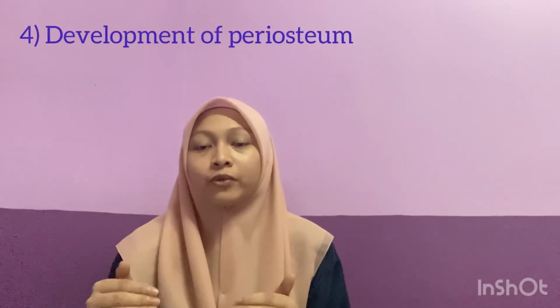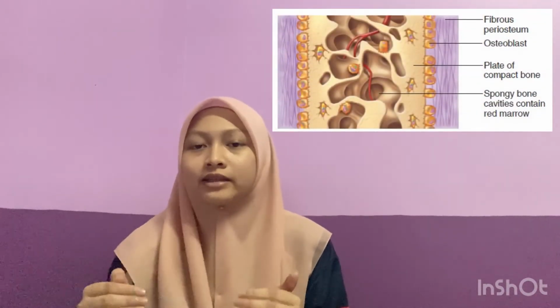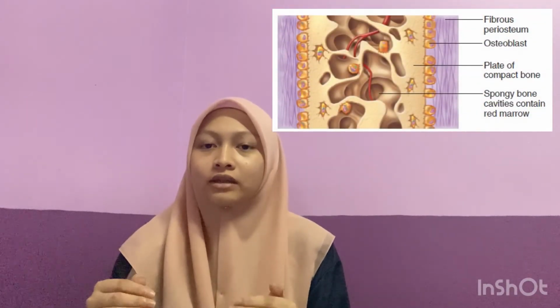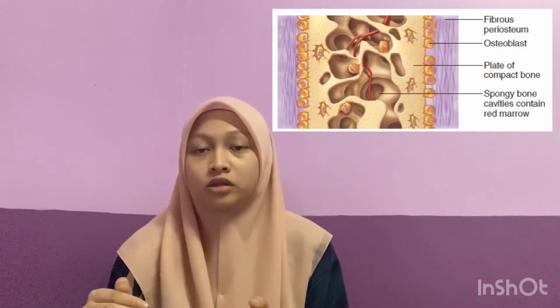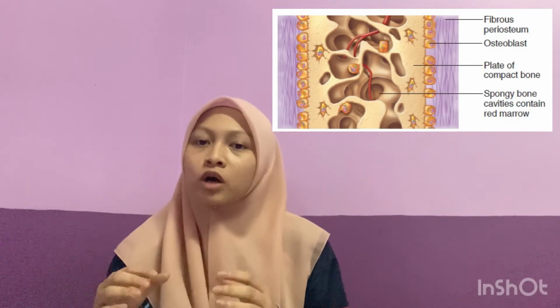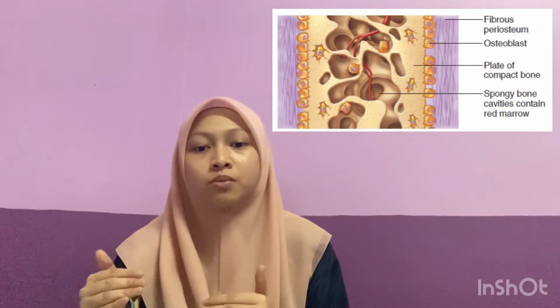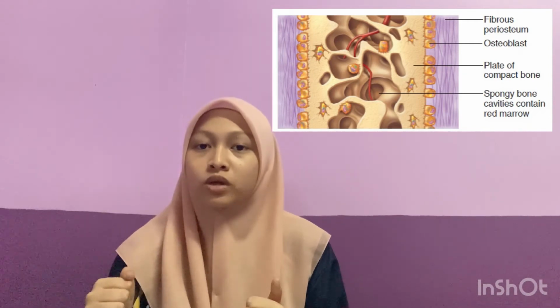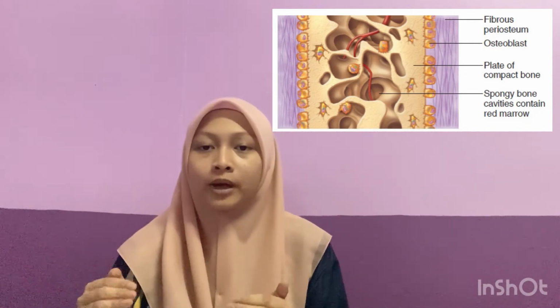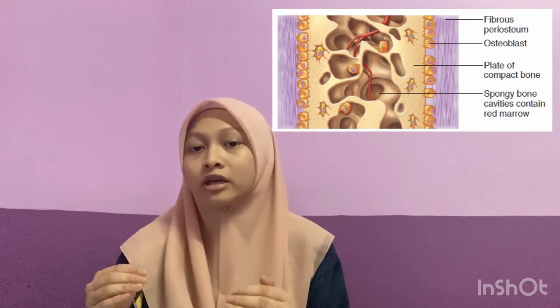The last stage is the development of the periosteum. Outside of the bone, a dense layer of connective tissue called the periosteum forms. The outer layers of spongy bone are eventually replaced by compact bone, but the center will remain spongy.